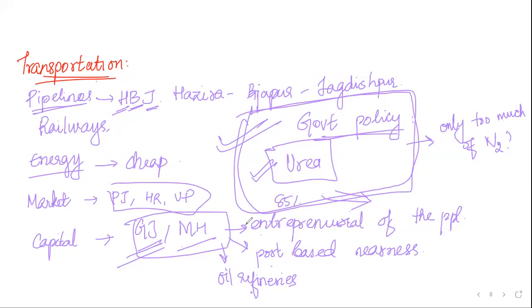Number two, because of the proximity to the iron and steel industry, the Chota Nagpur Plateau region is also very important for the fertilizer industry, because of the nearness to iron and steel locations.